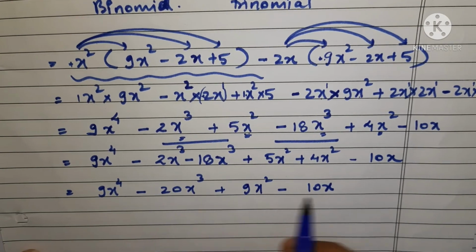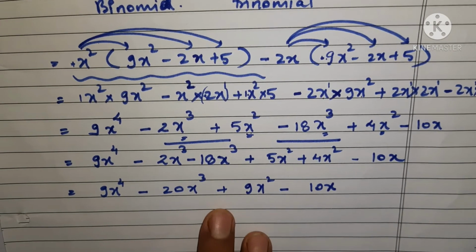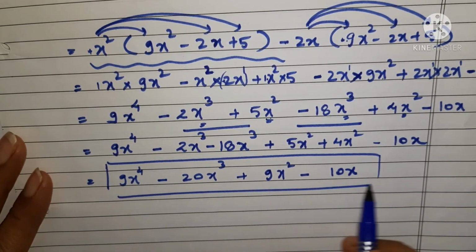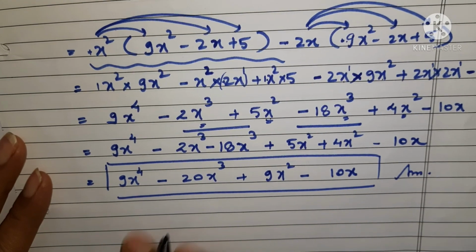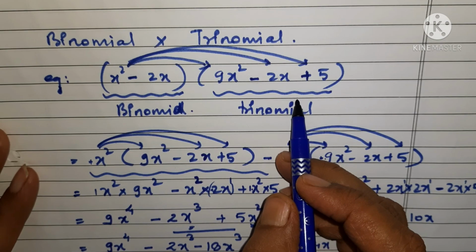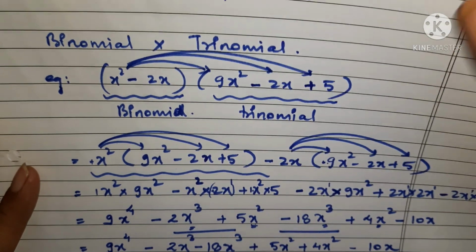So what is the final answer? You can see here no other like term is there, so it is not going to be solved further, and this becomes the answer to your question. So this is how we are going to solve or we are going to multiply a binomial with a trinomial. I hope you have understood.